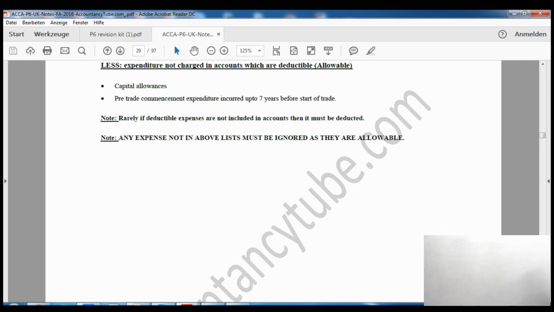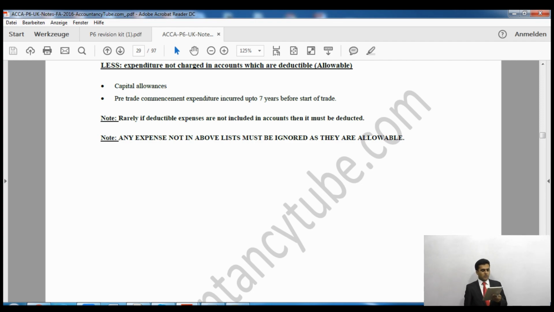And there are a few notes as well, which say that if deductible expenses are not included in the accounts, then they must be deducted, and any expense not in the above list must be ignored, because we will assume that they are allowable.